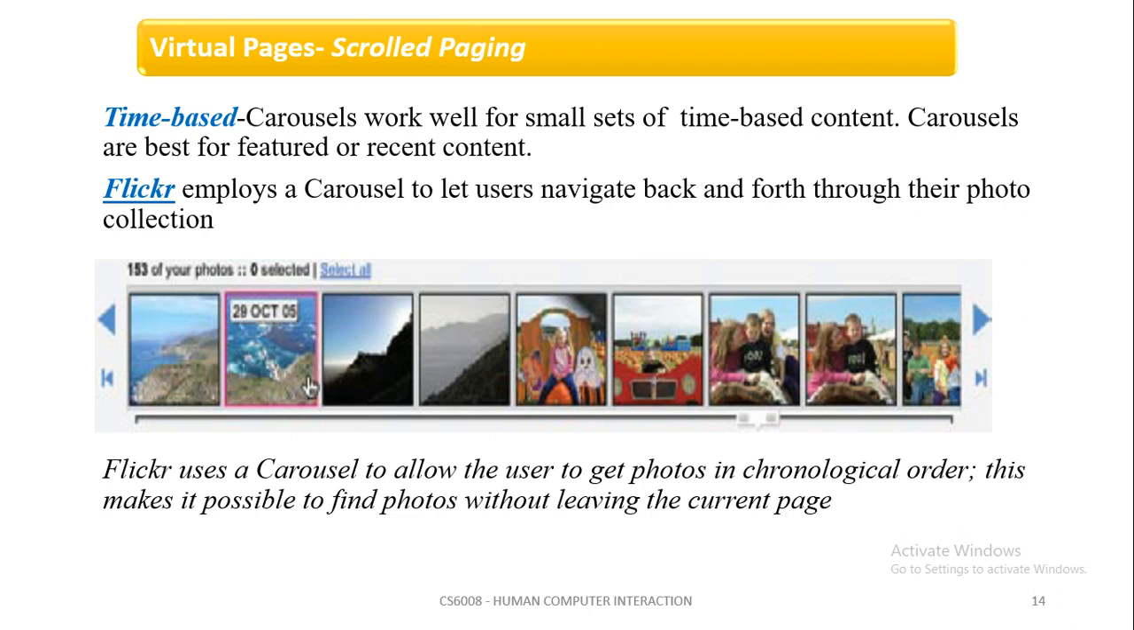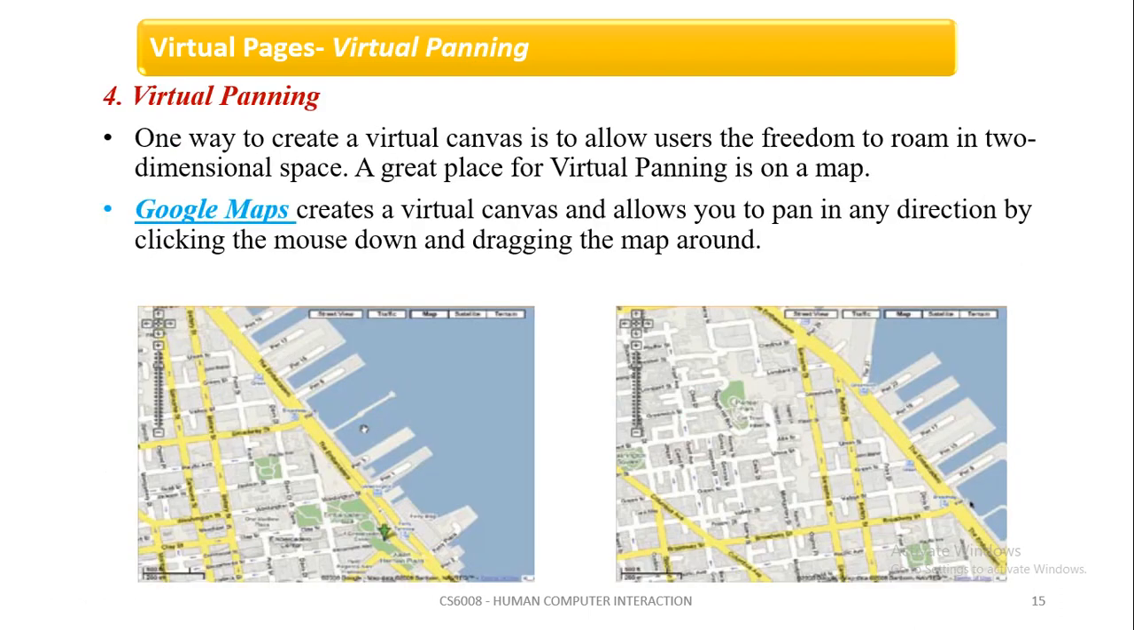So the time-based content can be easily displayed in the form of a carousel. And the fourth pattern is visual panning. Panning means moving, so visual panning means visually moving. A great place for visual panning is on a map. One way is to create a visual canvas that allows the user to freely roam in a two-dimensional space. Google Maps creates a virtual canvas and allows a user to pan in any direction just by clicking the mouse down and dragging the map around.